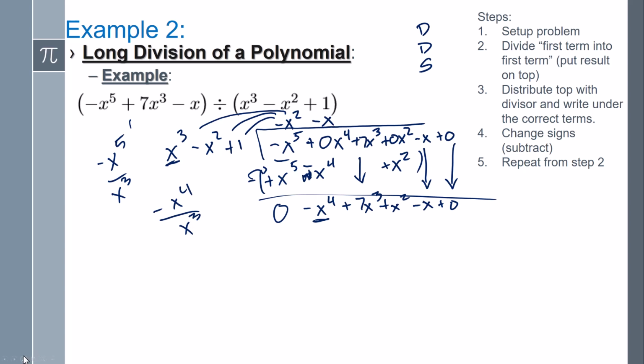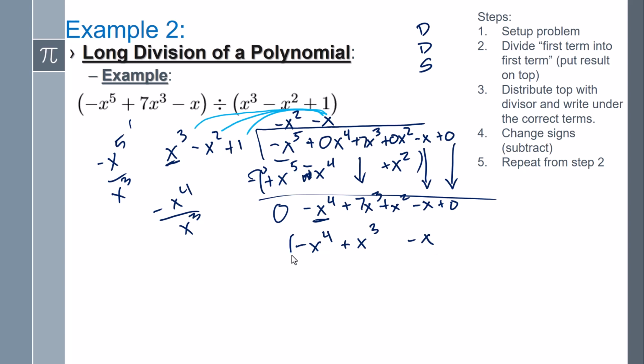Now I need to distribute. So I'm going to erase these distributing lines to make it a little easier to see. So distribute. So negative x times x cubed is going to give me negative x to the 4th. Negative x times negative x squared is going to give me negative x to the 3rd. Sorry, positive x to the 3rd. And then negative x times 1 is going to give me negative x.